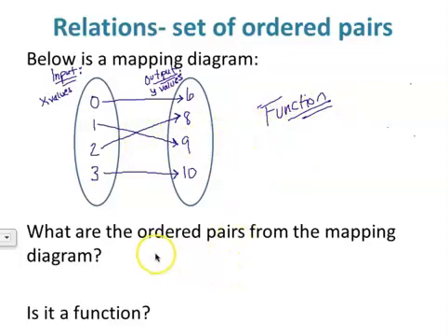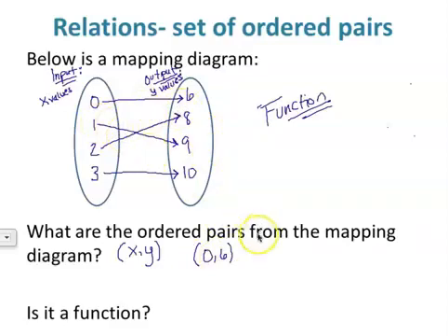Now from a mapping diagram, we can put each of these x and y values into ordered pairs. Remember, our inputs represent our x value, so when we write an ordered pair, we always do x, comma, y. Let's put together all of our ordered pairs from this mapping diagram. 0 goes with 6, so our coordinate would be (0, 6).